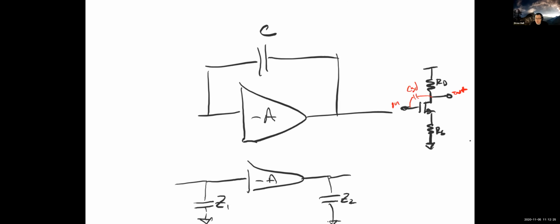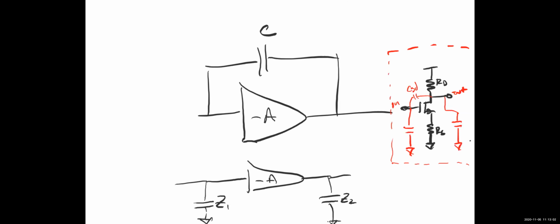Somebody help me out. Wait, can you repeat the question? So when I take CGD and I apply Miller's theorem, where does this impedance Z1 and Z2, what nodes does it connect if I implemented it with this circuit on the right? One of them would be on the gate, the other one would be on ground. Yeah, so one goes to gate to ground. And what about the other side? Drain to ground. Yeah.